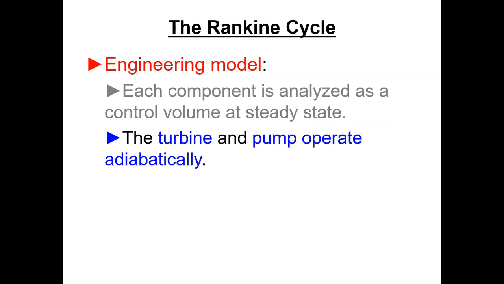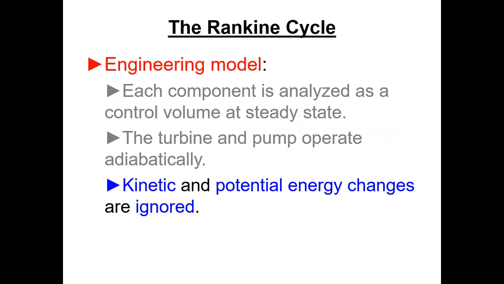Turbine and pump operate adiabatically. That's a fancy word for no heat losses. So the insulation is ideal in our typical engineering model, unless you're told something differently in a problem. Kinetic and potential energy changes are ignored in the first law, which is real nice. Now, every once in a while we'll work a problem and we may put kinetic energy back into it.